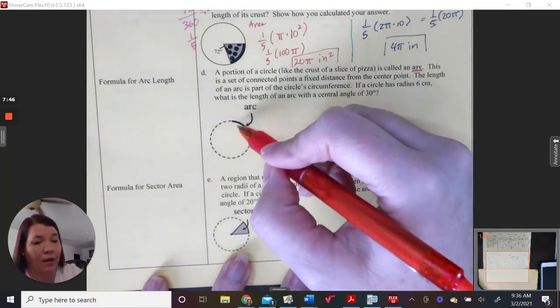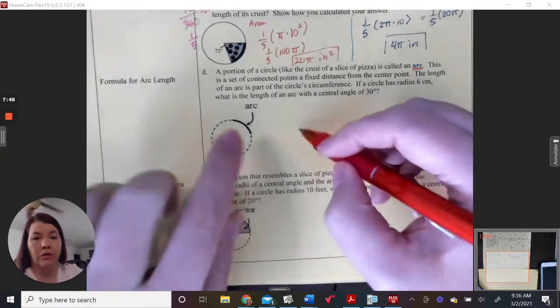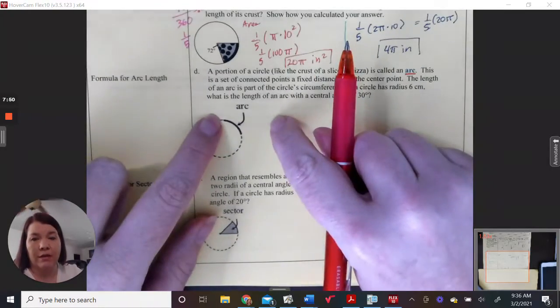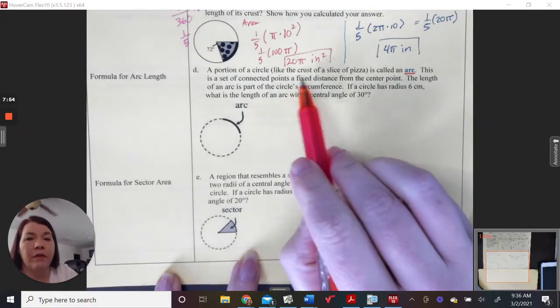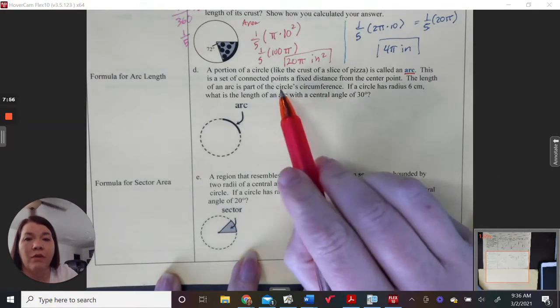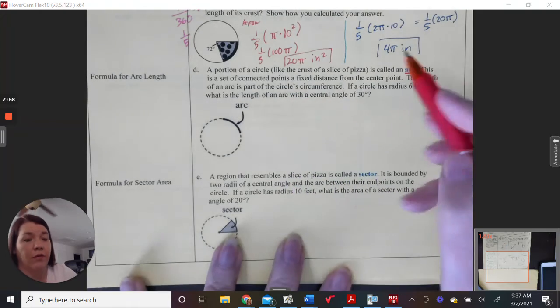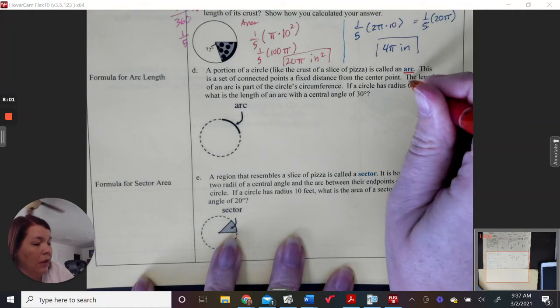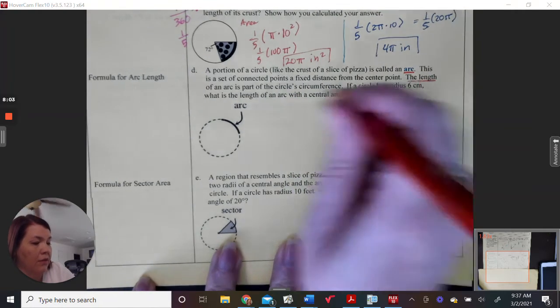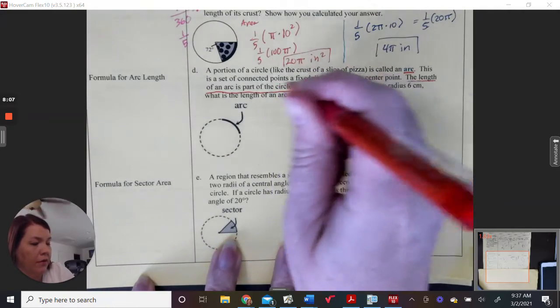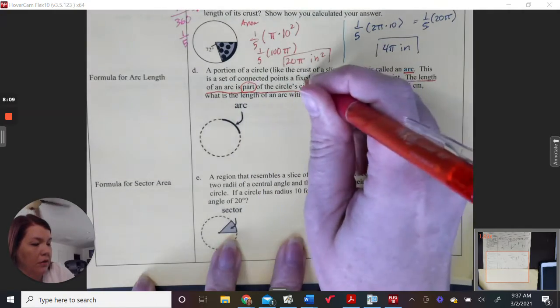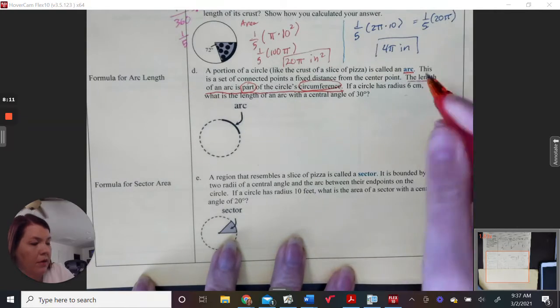This is a set of connected points that's a fixed distance from the center point. The length of an arc is a part of the circle's circumference. That is really, really important. The length of an arc is part of the circle's circumference. Part circumference. If a circle has a radius of 6 centimeters, what is the length of an arc with a central angle of 30?